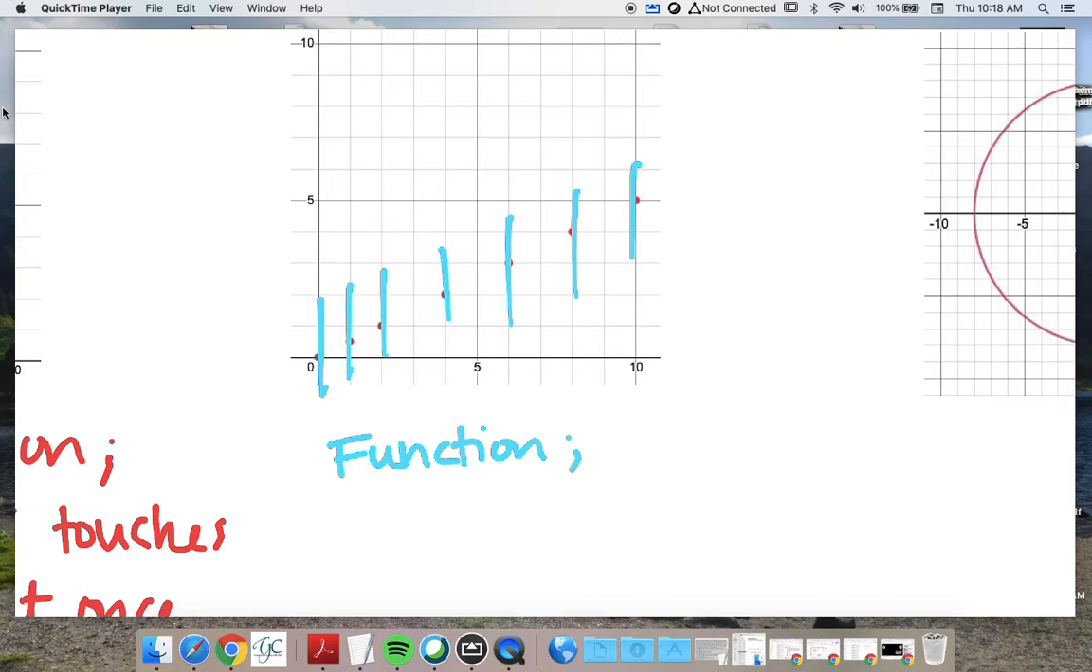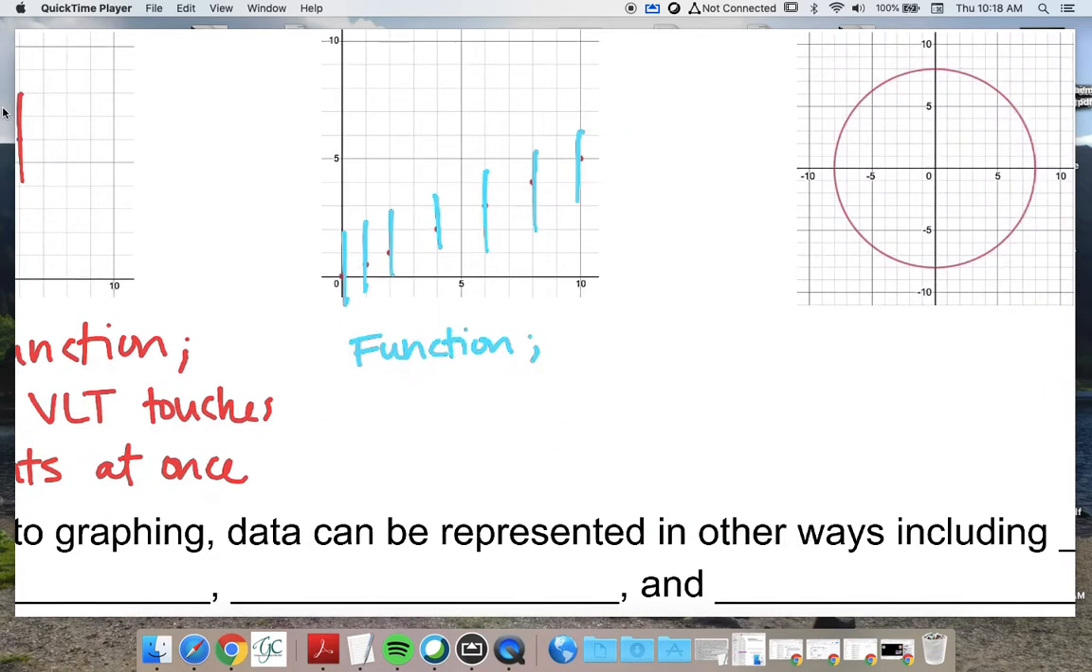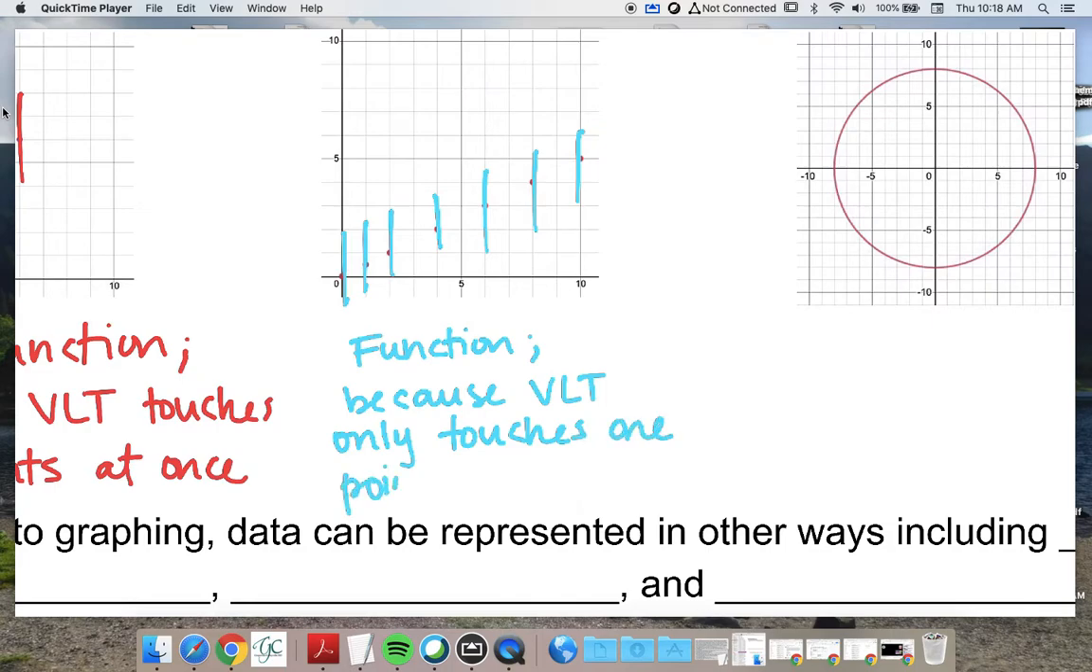And again, I'm going to justify, because the vertical line test only touches one point at a time. You could also say that there are no repeating x values.